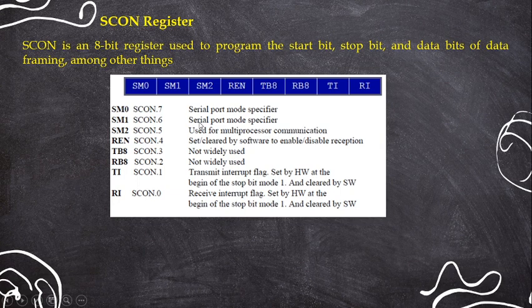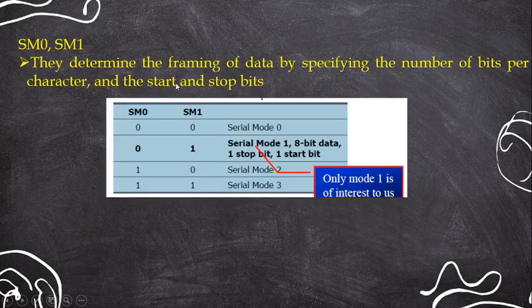So let's not focus more on all these bits. Let us quickly understand in brief which are really important. SM0 and SM1 are nothing but the serial mode register, which decides in what mode you want the UART to operate. In normal serial communication, we set the mode to 0, 1. What does that mean? It has 8 bits of data, 1 start bit and 1 stop bit.